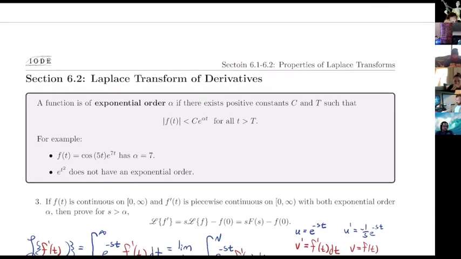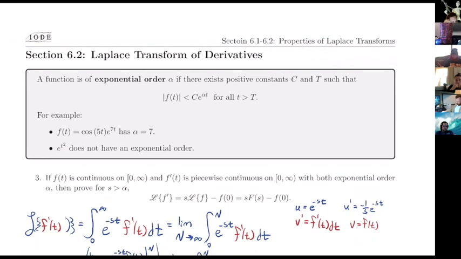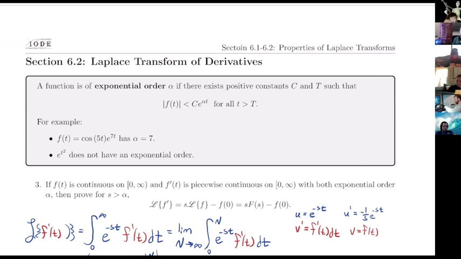Okay, so let's take a look at how this proof would go. What we have is some function f, and we know that this function has a Laplace transform. So maybe we know what its Laplace transform is. And we want to find a formula for the Laplace transform of the derivative, f prime.